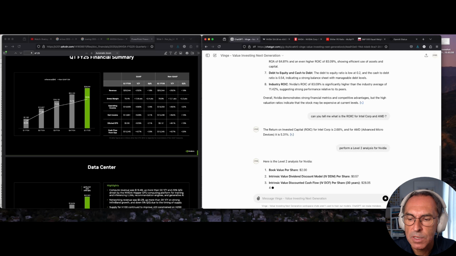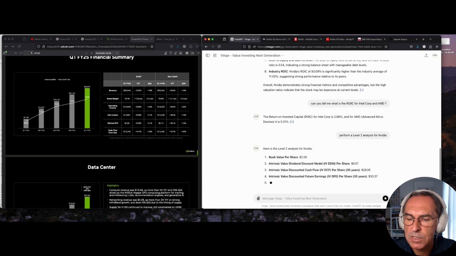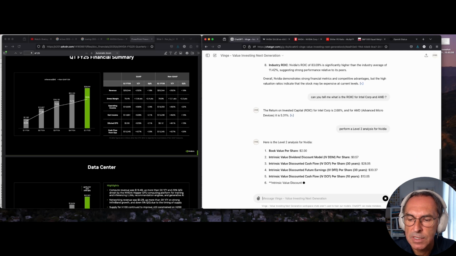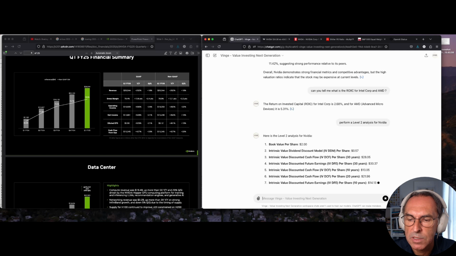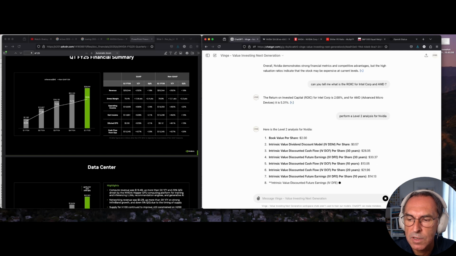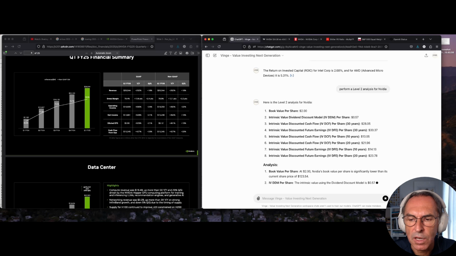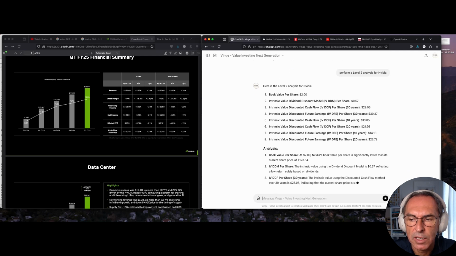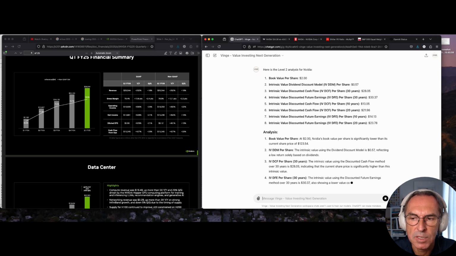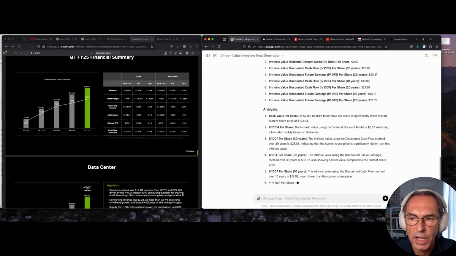So here comes the results. It says that the intrinsic value DCF per share for 30 years is 28.05. For discounted future earnings, 30 years is 30.37. And in the latest update of Vinge, we are also calculating the 10-year and 20-year intrinsic values, just in case people would be interested in that as well.